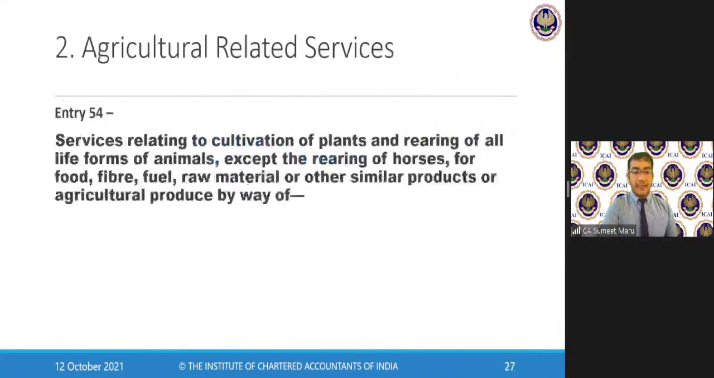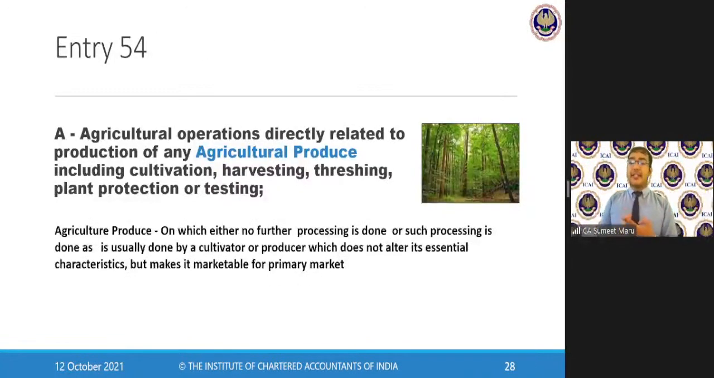Just pay attention here. Once again, I am repeating all the things covered under entry 54. Please wait with your queries; I will take them as well. Let me complete this sector of agriculture, because there are some more things remaining. First, we discussed entry 54, and I am taking a quick revision. Agriculture related service exemptions, entry number 54, says that if you are cultivating any crops or rearing any forms of animals other than horses, for fuel, food, fiber, raw material, etc., and you are directly related to agriculture produce, exemption is there.